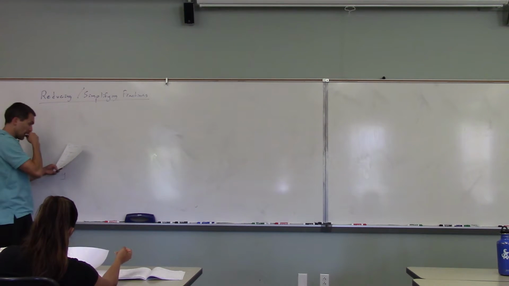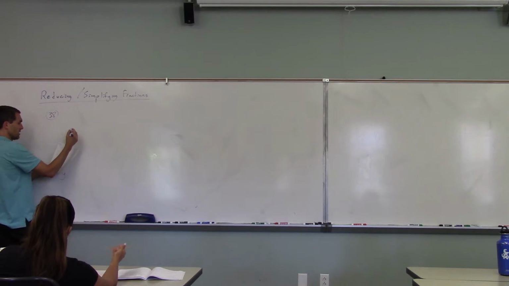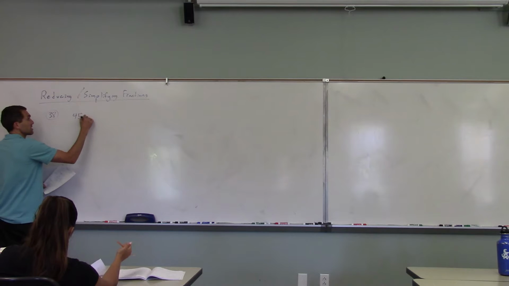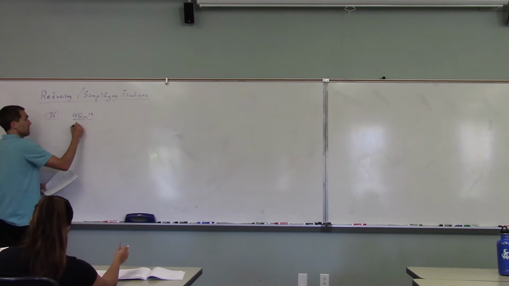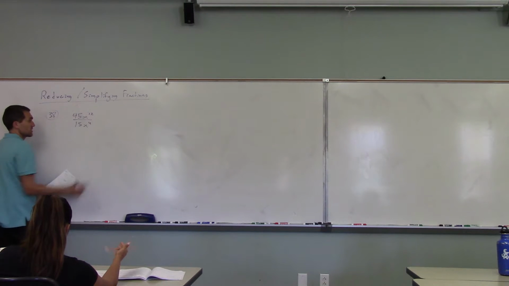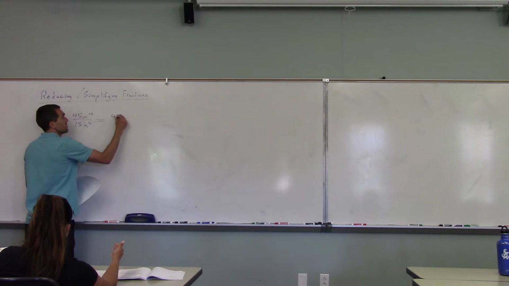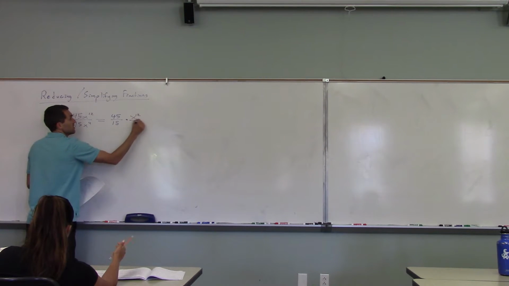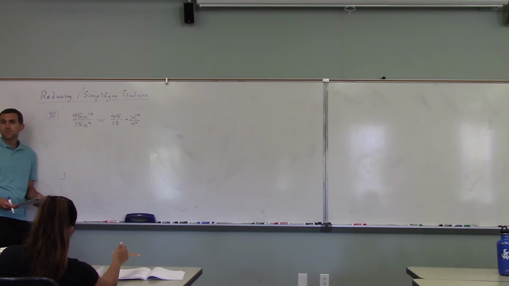There's not much for me to tell you, it's more just doing it. So here's problem 38, just like the one we just did. 45x to the 12th over 15x to the 4th. Really this is the same as 45 over 15 times x to the 12th over x to the 4th. So that's one way to think about it.